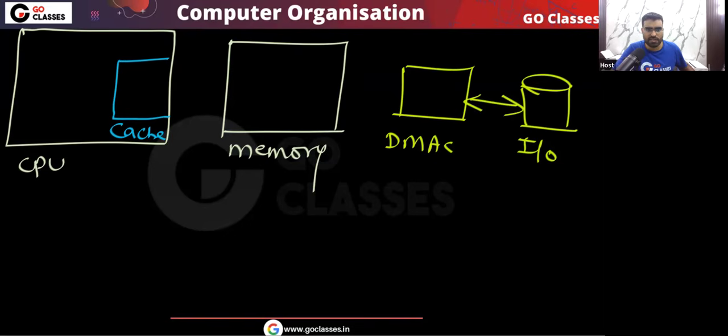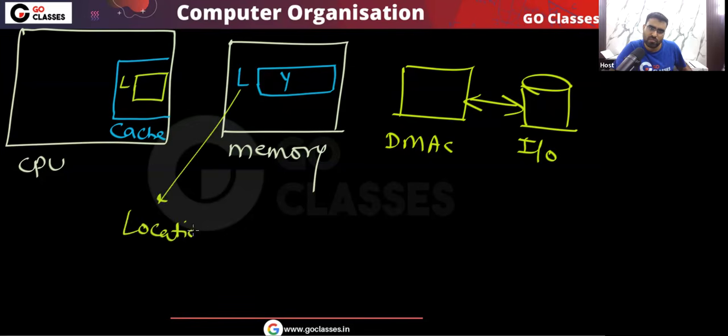Now, a very simple point I'm telling you. I'm telling you two problems. See, it is possible that some data, let's assume the data that is here, in this location, there is some data. Let's assume that data is Y. In this location, there is data Y. And let's assume this data is in the cache memory now. This is location Y; L means location.